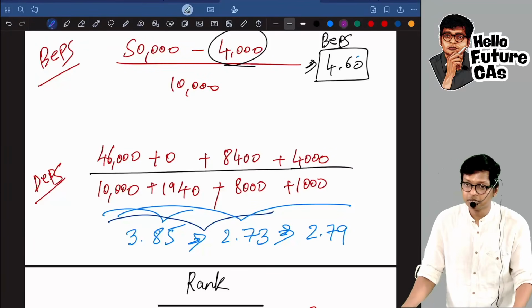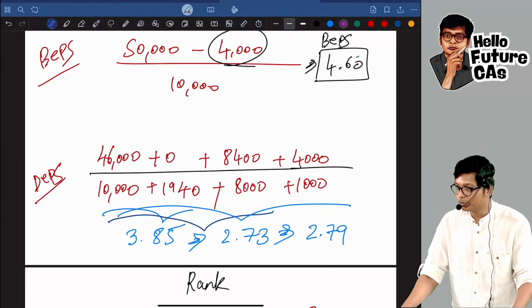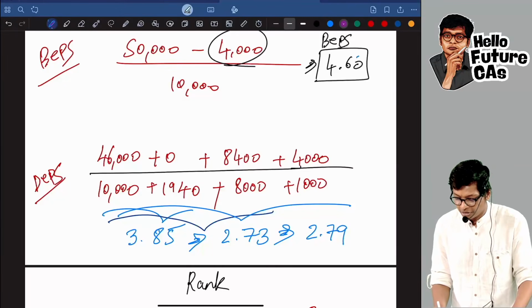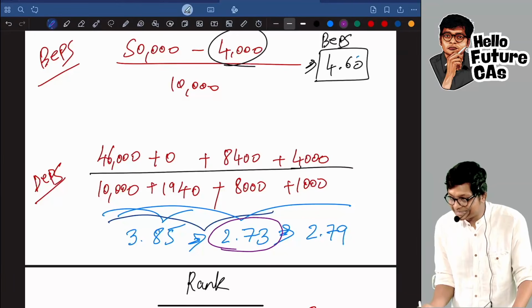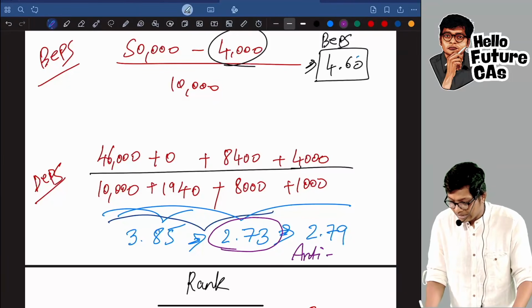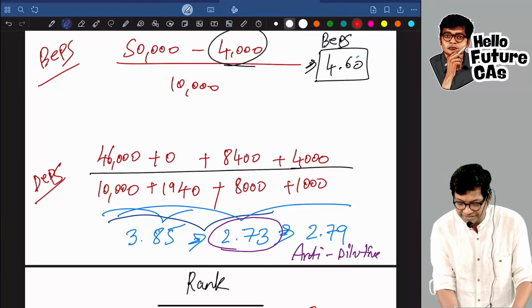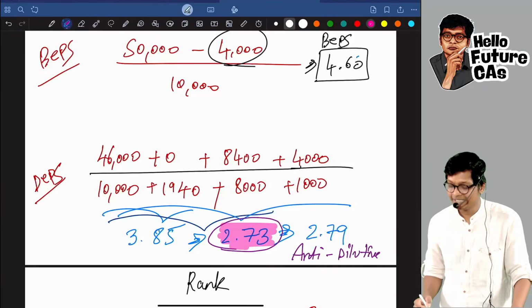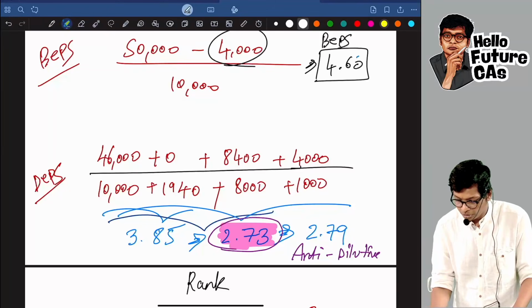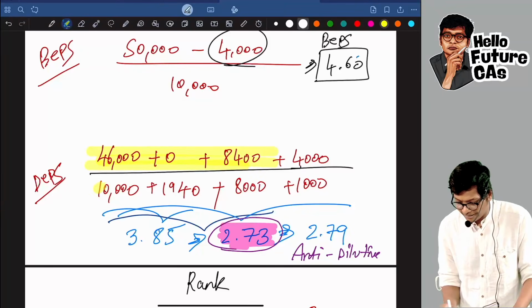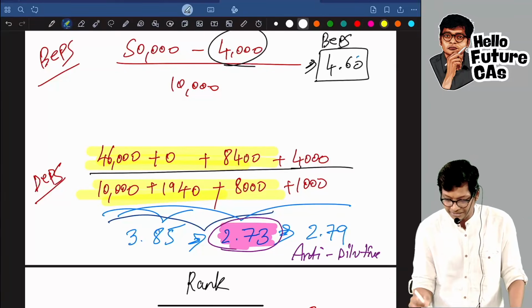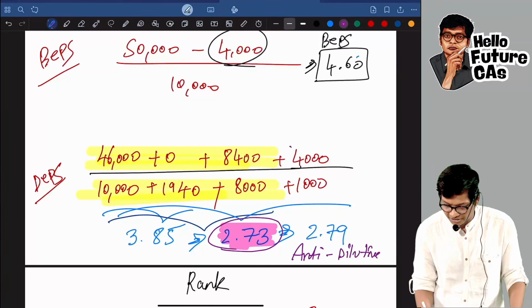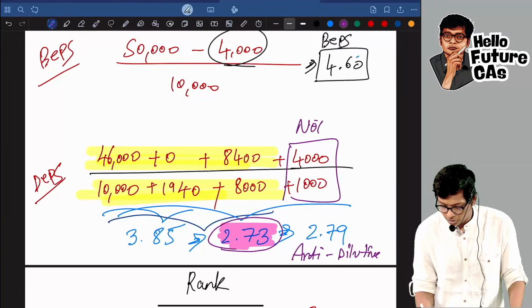2.79. Can I add it? No. What is happening? If you add preference shares, 2.73 is increasing, therefore it becomes anti-dilutive. Therefore, what is the EPS that I will report in the main exam, guys? 2.73, and I will add only the following values. Whatever I'm highlighting in yellow, only this will be considered, and this last preference shares one, you should not add. Not included. You should not include.